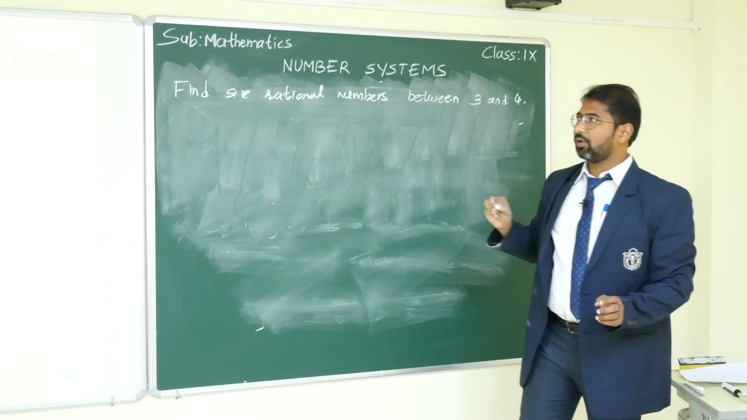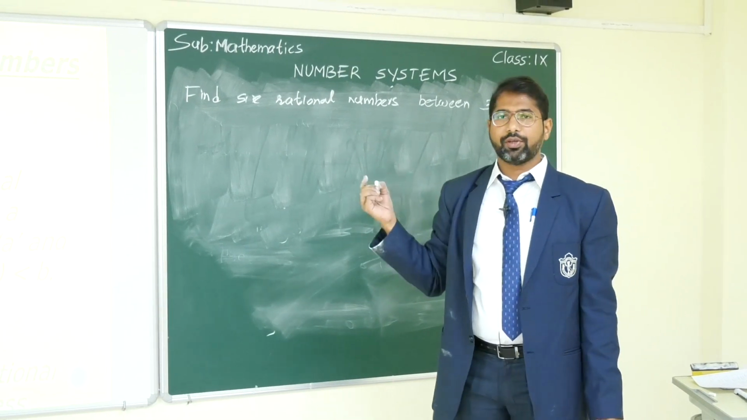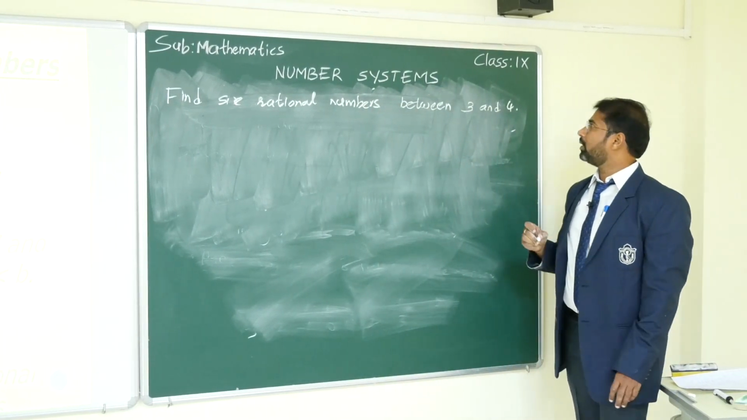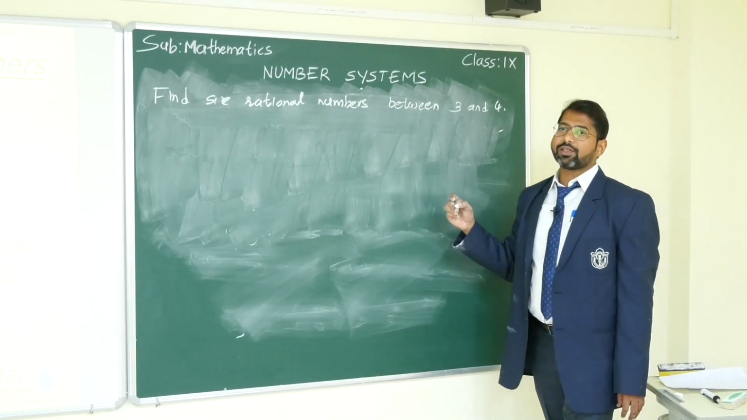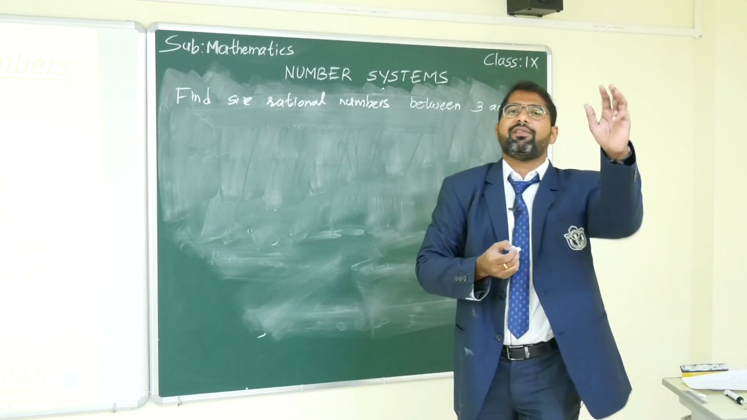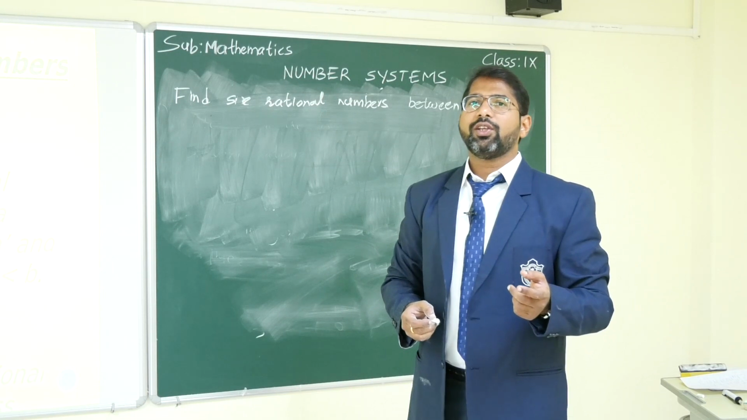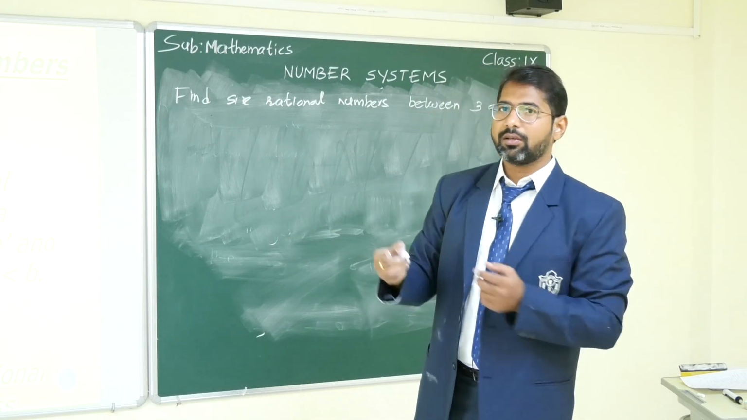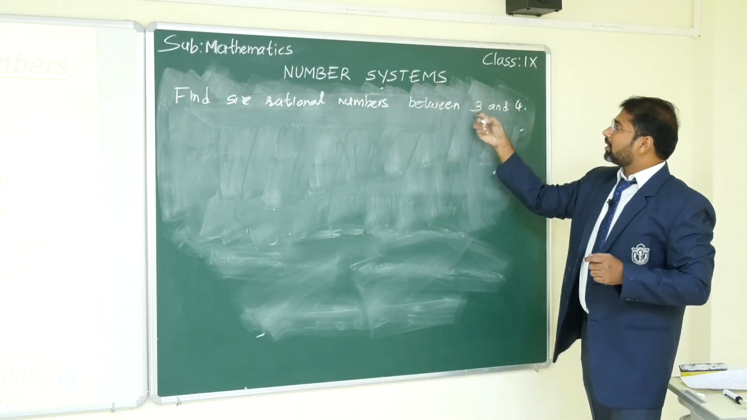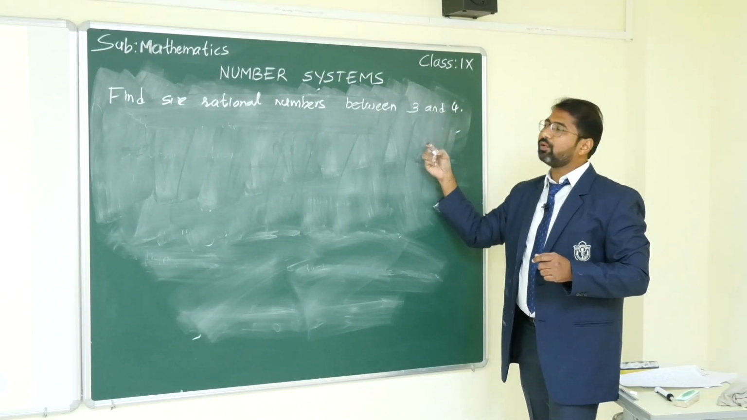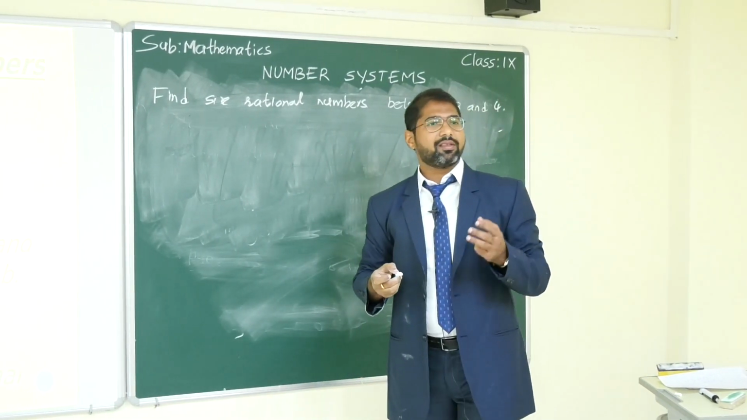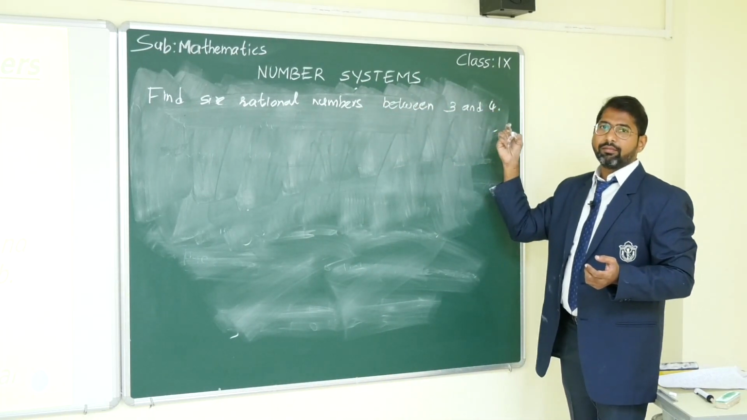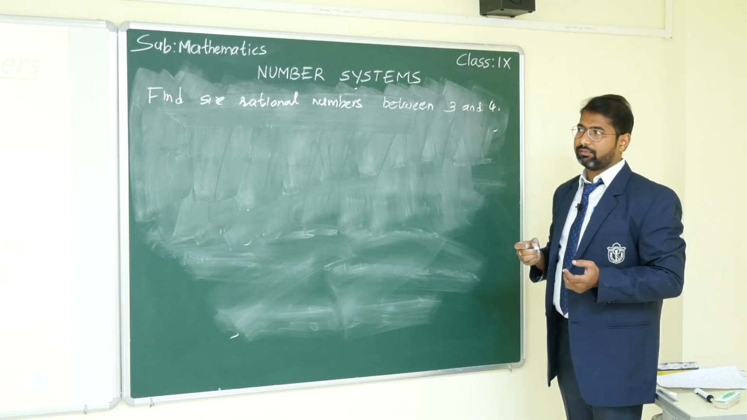Let's see one example based on insertion of rational numbers between two given rational numbers. The question is, find 6 rational numbers between 3 and 4. I can solve this. In your textbook they have given 3 different methods. The first method is using the formula. The second way is you can write these two numbers in decimal form and insert. And the third way is make their denominators the same and then insert.